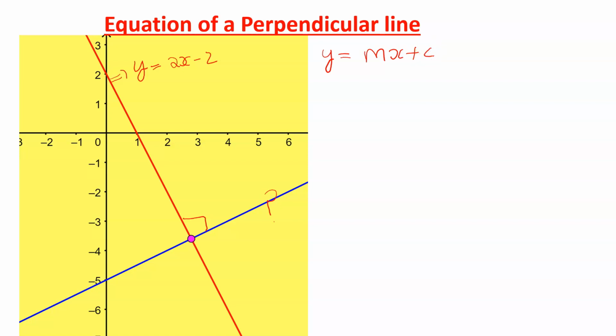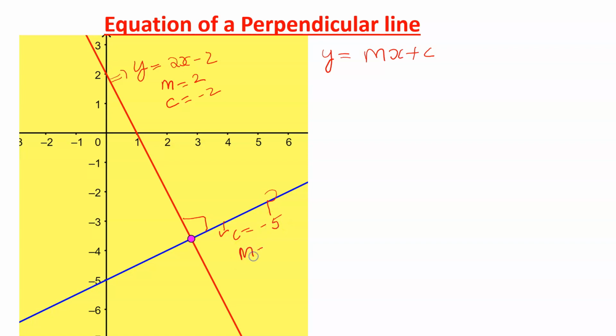Okay, that's what it is. In this one, for the first line, m is 2 and c is minus 2. For this line here, the blue line there, the c is minus 5.